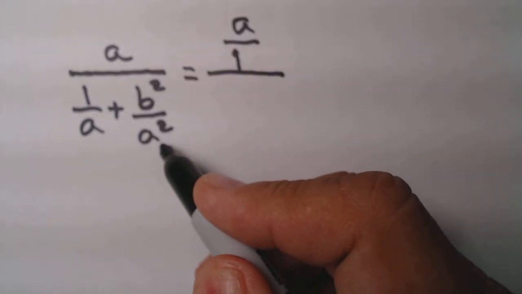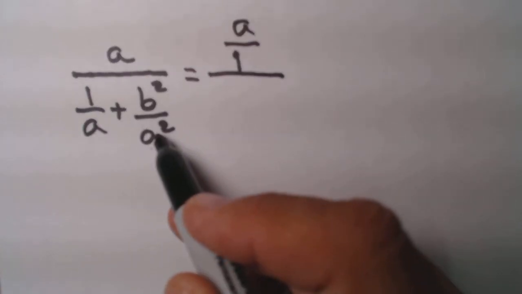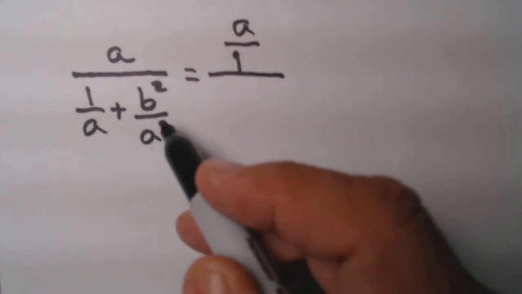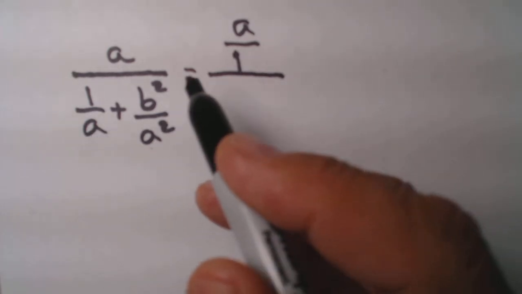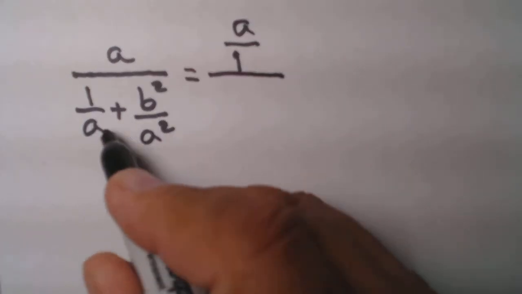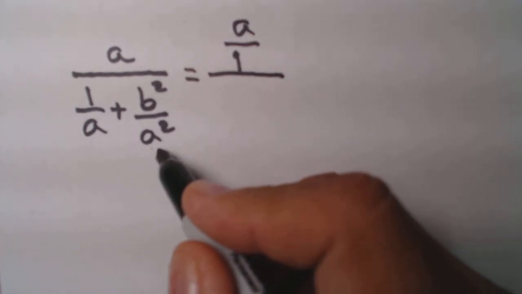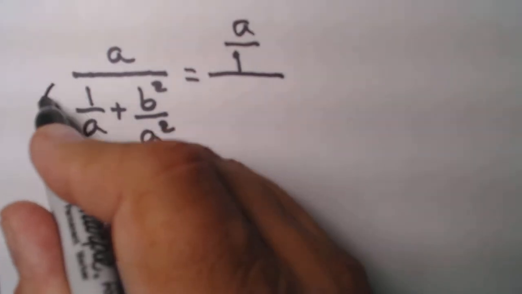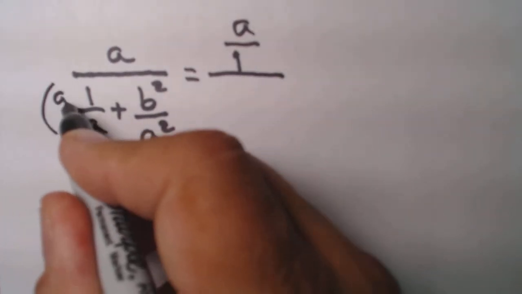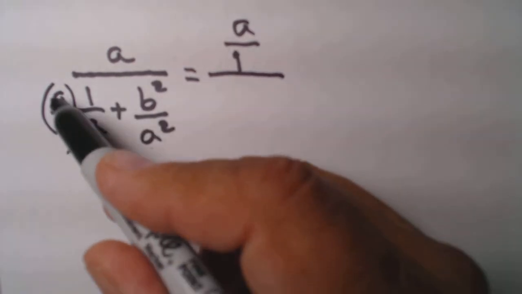Downstairs now, we got a little bit of work to do. We got to combine these two guys. They're being added into a single fraction. Well, you can't add or subtract fractions unless you have a common denominator. Okay, this is a and this is a squared. The LCD is a squared. So what I've got to do here is multiply this first guy over here by a over a.